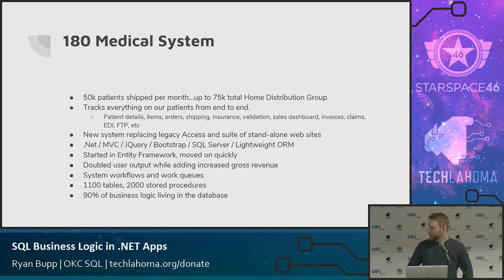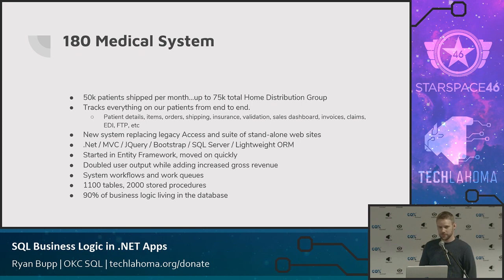Okay, 180 Medical, who are we? We are the largest catheter supplier that you've never heard of if you're not using catheters. We ship 50,000 patients a month, and we're right here in Oklahoma City. We grew from two guys in a garage in 10 years' time. We were the largest catheter supplier in the country. Actually, I think less than 10 years. They were larger before I came on, which was about 6 years ago. We're about 15 years old now.